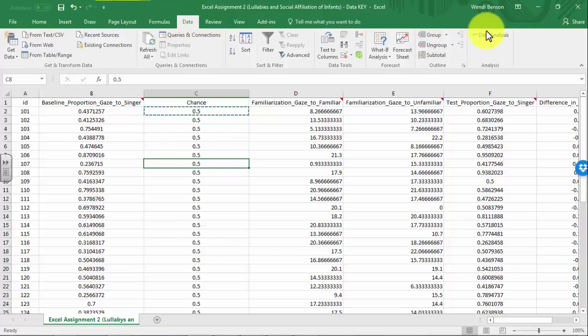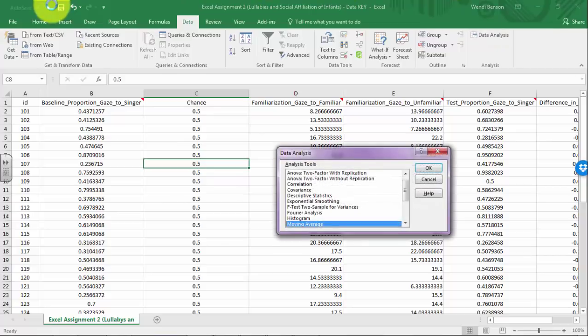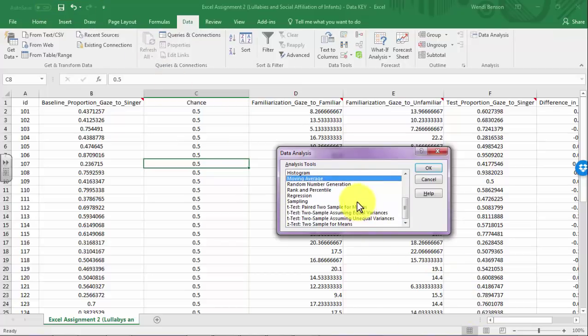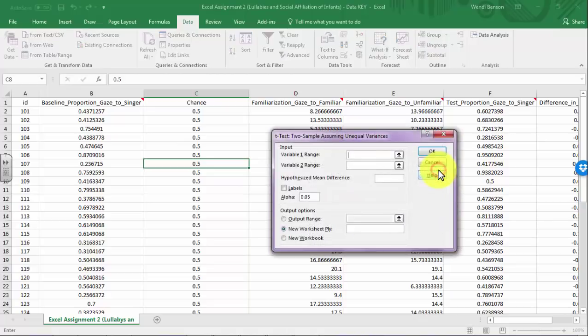So let's go ahead and click that. And this is basically going to help you get an output that shows you all the values that you've been calculating by hand all this time. So you go down, we're going to choose t-test two-sample assuming unequal variances and click OK.